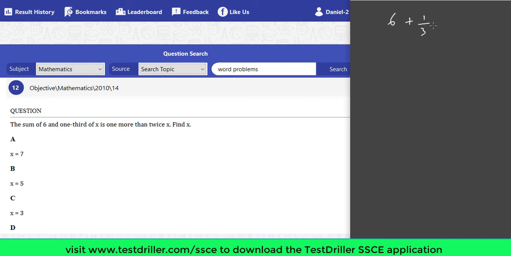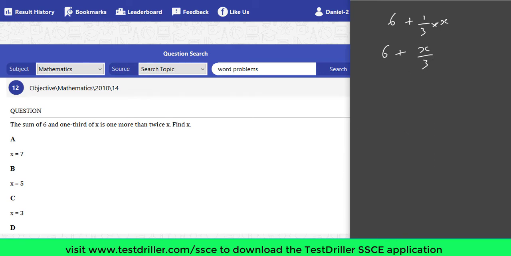1/3 of, of is times in math, right? So 1/3 of x. So that's 1/3 times x, right? The sum of 6 and 1/3 of x. So in other words, you can say the sum of 6 and x over 3. That's the meaning of what that grammar is saying, right?